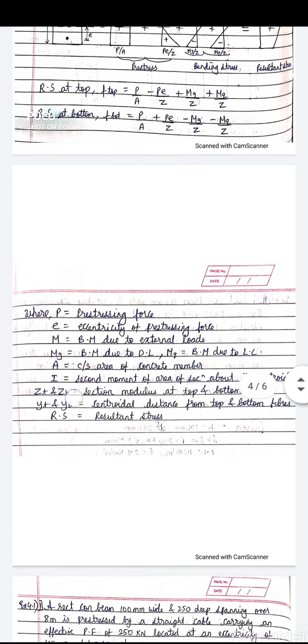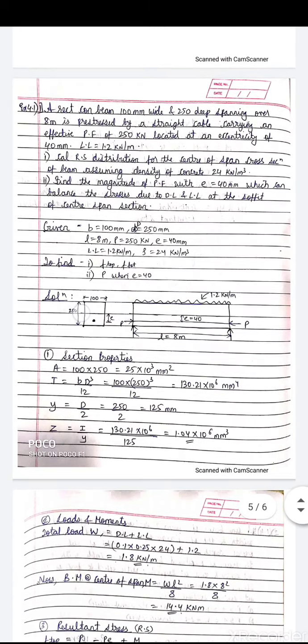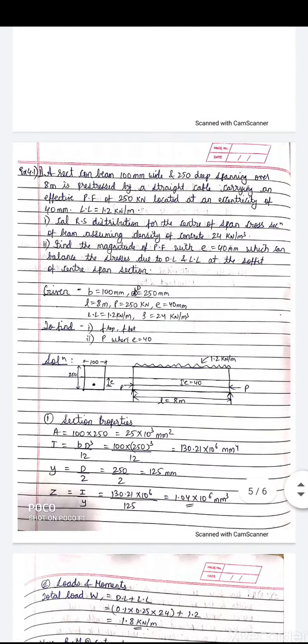So let us see the first problem. Okay, I'll just read out the question. A rectangular concrete beam 100 mm wide and 250 mm deep, spanning over 8 meters, is pre-stressed by a straight cable carrying an effective pre-stressing force of 250 kN located at an eccentricity of 40 mm. Live load is 1.2 kN per meter. Calculate the resultant stress distribution for the center of the span cross section of the beam, assuming density of concrete as 24 kN per meter cube.